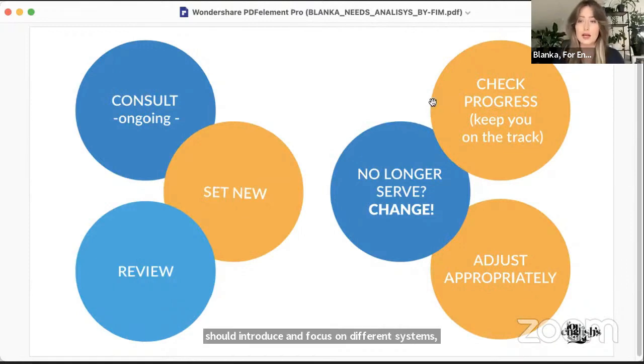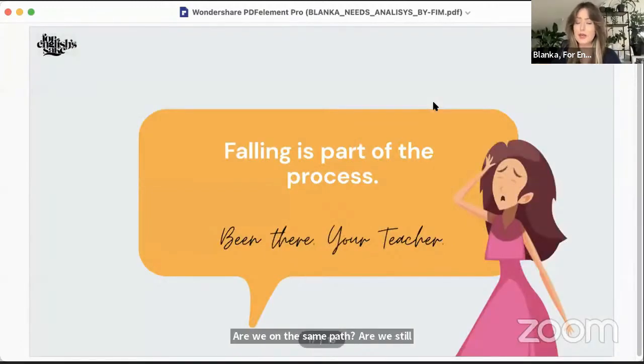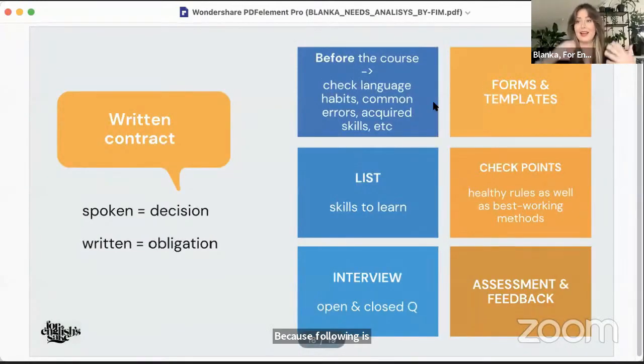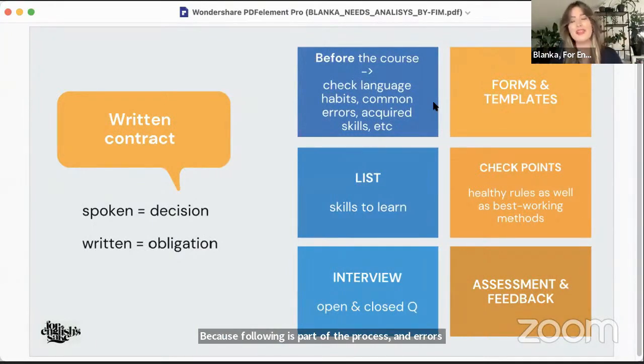That's why it's totally okay for you, as a learner and as a teacher, to say, we have to stop, we have to press pause, reflect on what we've already achieved, and ask ourselves the question: are we still on the same path? Because falling is part of the process, and errors, mistakes are the gate to neuroplasticity. Without them, we are unable to learn. We are unable to help our brains simply to be better, to improve.